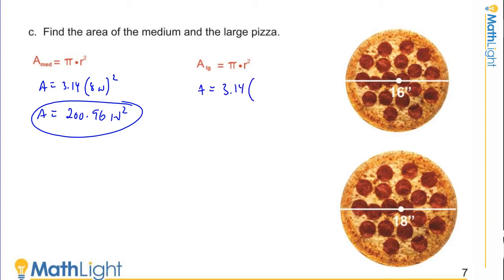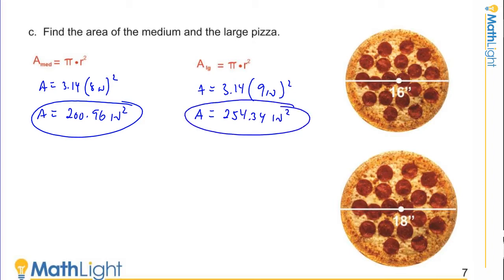Pi is 3.14, and the radius now is 9 inches, squared. On the calculator, 81 times 3.14. Punch it out: 254.34 square inches. So it's 53 square inches more.